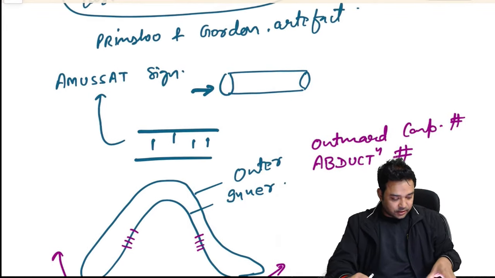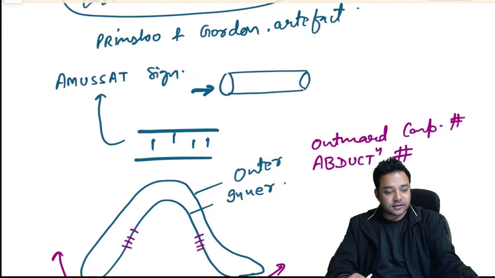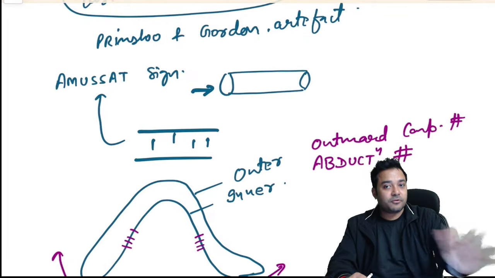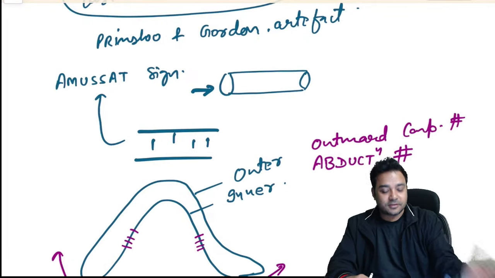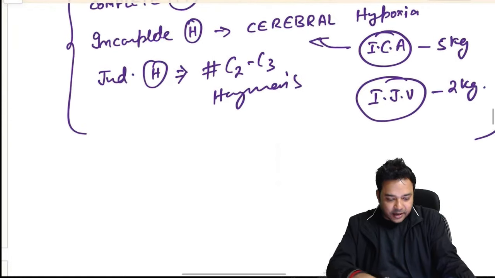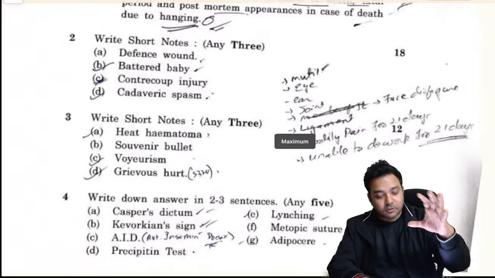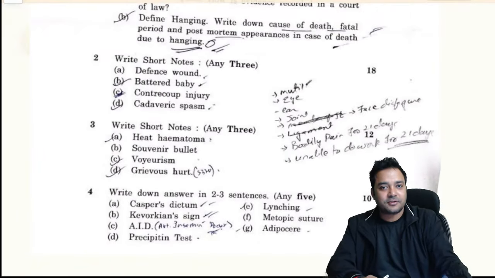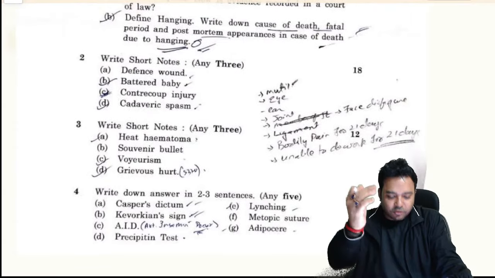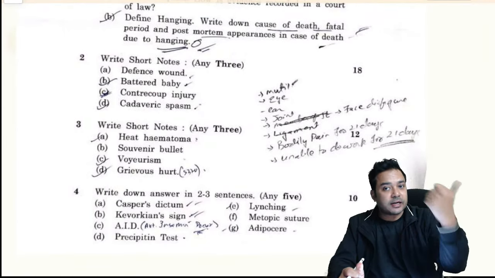So these are our important PM findings in relation to hanging deaths. So we are now fully prepared for your 10 mark questions. So after finishing this, let us come back to the paper. Let us cover other topics too. The other topics also are very important PG exam questions. You will appreciate that there are short notes now. So let us see the short notes, all the short notes one by one quickly.